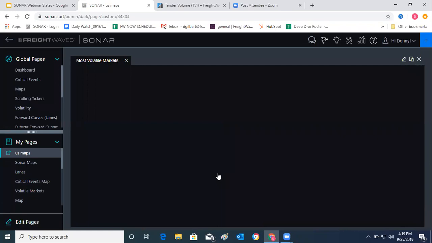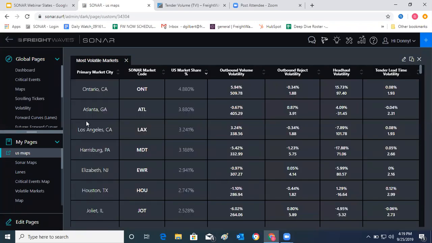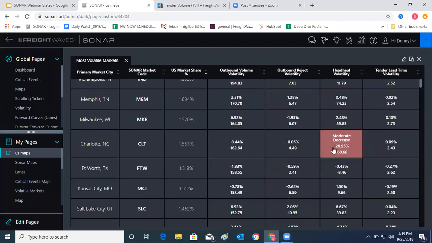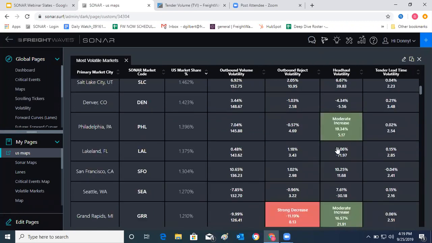And what we're going to do is bring up a list here. You've got your market, you've got your airport code, you've got your market share, and here are our outbound tender volumes. Here are our outbound tender rejects. This is OTRI, so it's all trailer types together. This is our head haul volatility and the tender lead times. And if you scroll down through here, you'll see some boxes that have shades of red or shades of green. And we've shaded these showing that there's a big change that's happened in these markets.